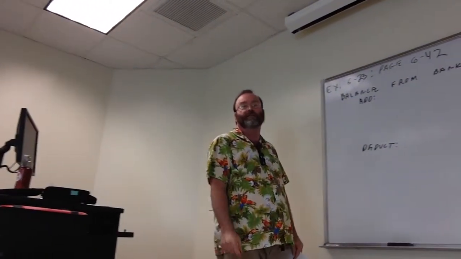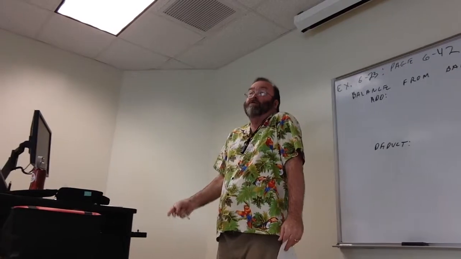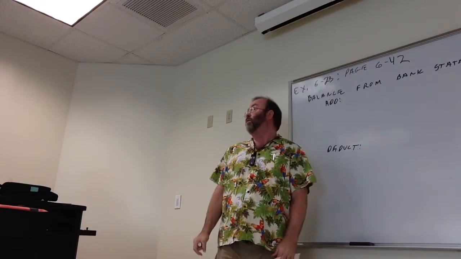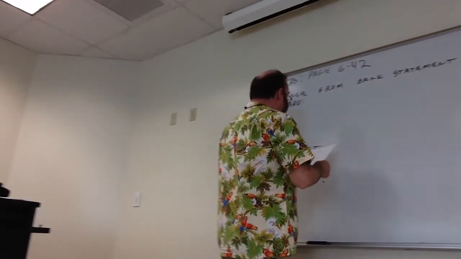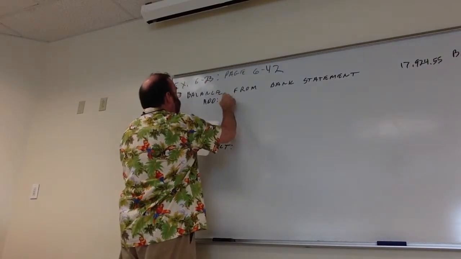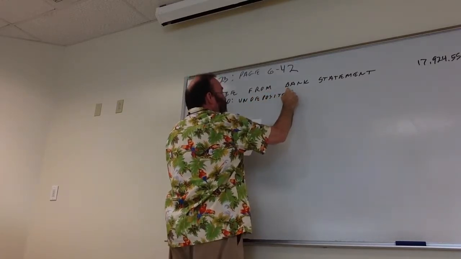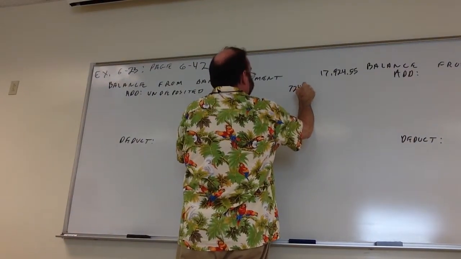The first one, undeposited cash on hand on March 31st amounted to $724.50. Is this something the company knows about or the bank knows about? The company knows about it. It's undeposited cash, the cash that they've got in their cash register drawer. So they certainly know about it. So you need to add that to the bank balance. Undeposited cash, $724.50.